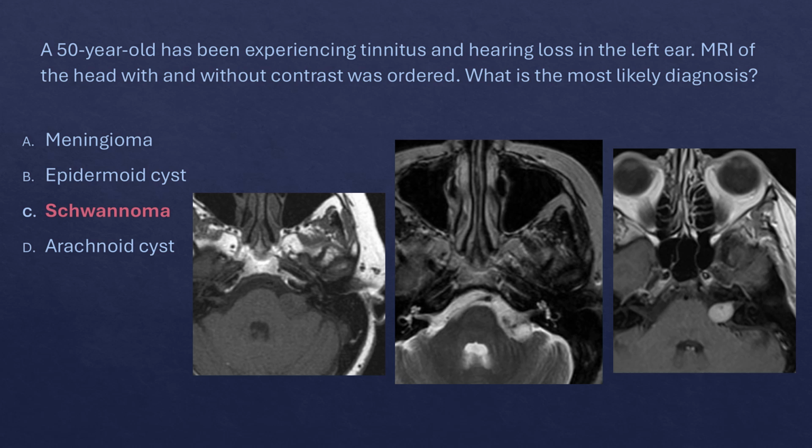Also, if we look further, we see that the lesion is widening the porus acousticus and extending into the internal auditory canal. Coupled with a clinical history, this leaves schwannoma, or more specifically vestibular schwannoma, as the correct answer. Although meningiomas do avidly enhance, they often do not widen the internal auditory canal to the degree that schwannomas do. Meningiomas can also be seen to have a dural tail in some cases.